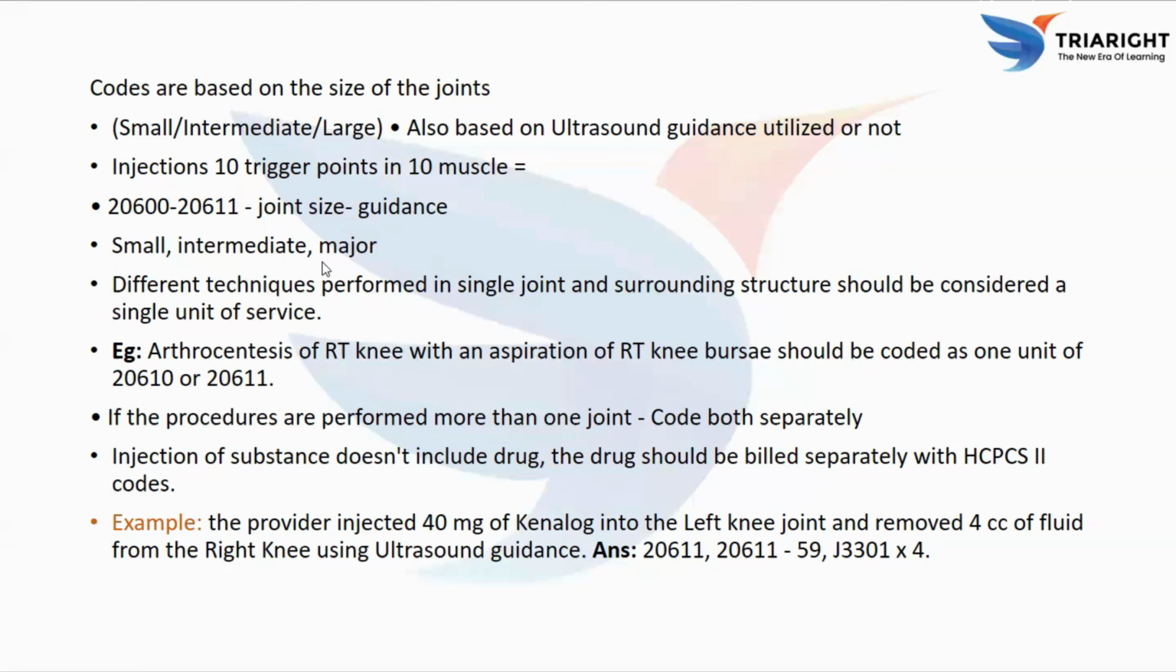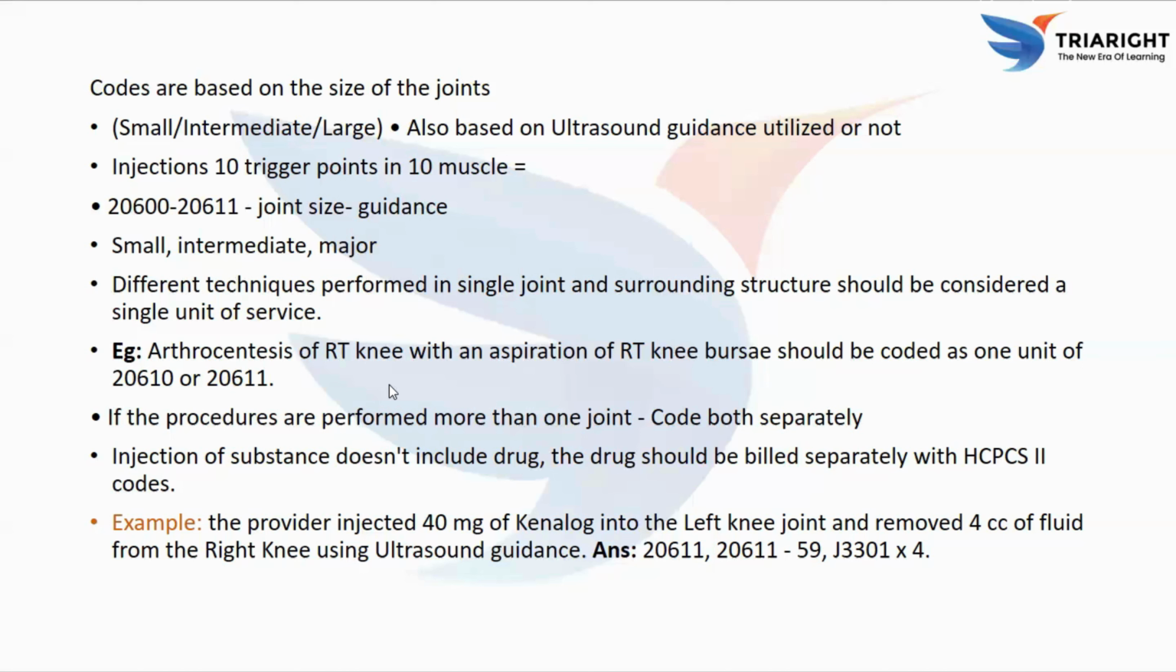A single joint means a single unit of service. If multiple techniques are performed in one joint or its surrounding structures, count it as one unit only. An example is arthrocentesis of the right knee and aspiration of the right knee bursa. You have to code only one unit: 20,610 without ultrasound guidance or 20,611 with ultrasound guidance. So do not code knee joint plus knee bursa separately.